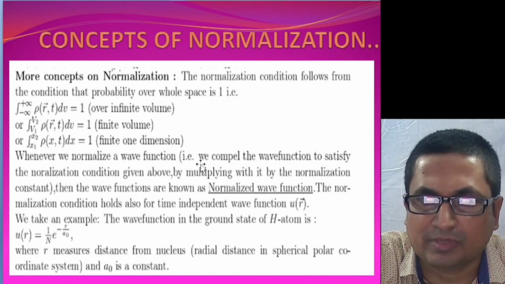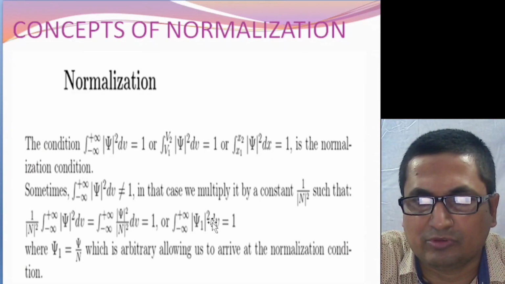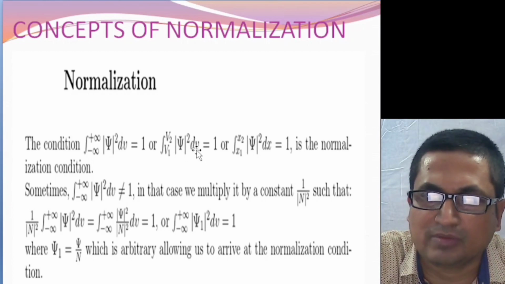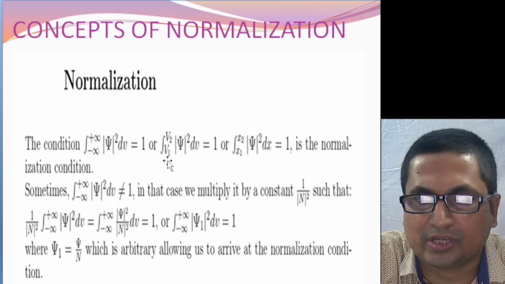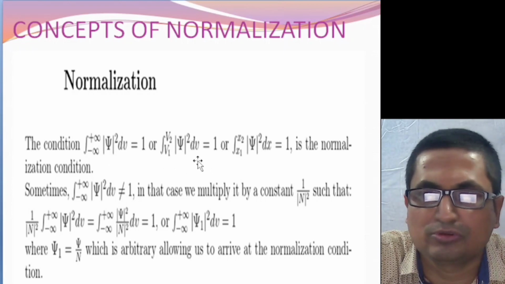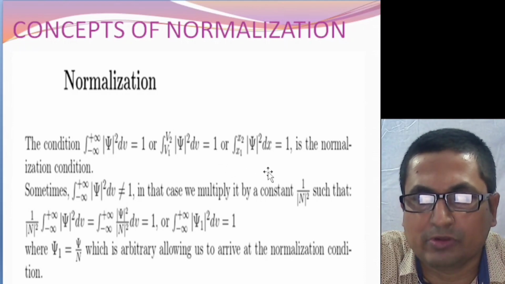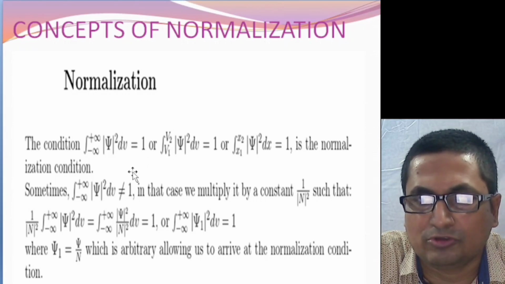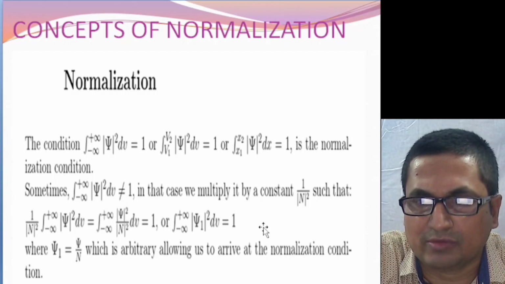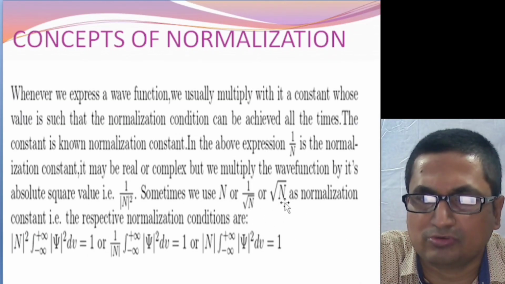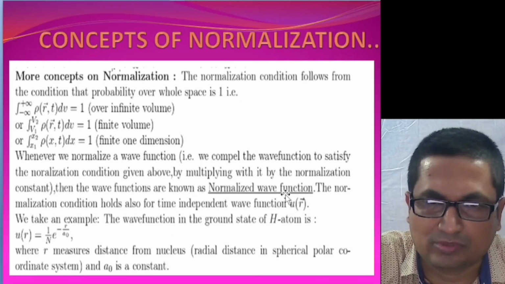And also in some cases, the modulus square of the wave function times some volume element, integrated over whole space, or for one dimension cases, is always equal to 1. We don't need a normalization constant there. But if it is not equal to 1, just like this, we have to multiply this by some constant, either 1 by n, or 1 by square root of n, or square root of n, whichever we like to choose.